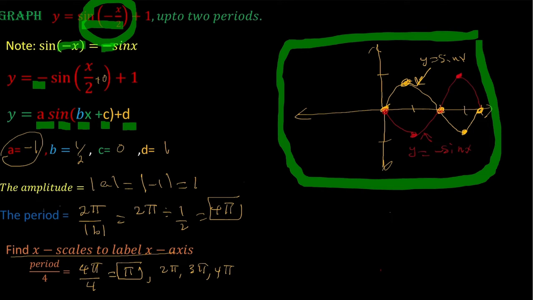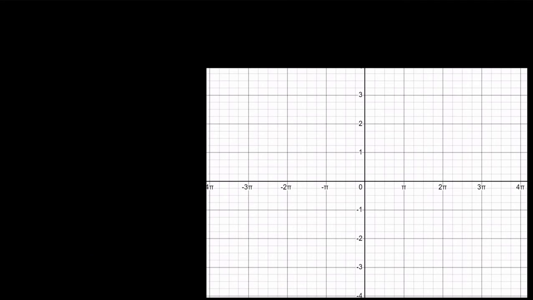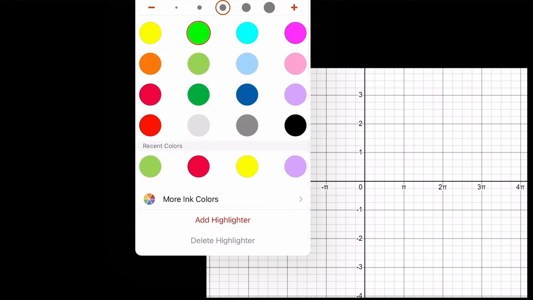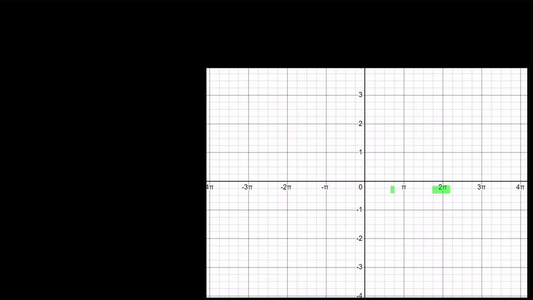Now, let me go back and do the graph of the function, okay? I'm going to give you a second. You see that the x-axis is all labeled. So we have the values of pi, 2 pi, 3 pi, 4 pi. Now on the left side, 0 is always there, and negative pi, -2 pi, -3 pi, -4 pi. Always remember that you label your x and y axis. The y-axis is pretty simple, and the x-axis is period divided by 4.